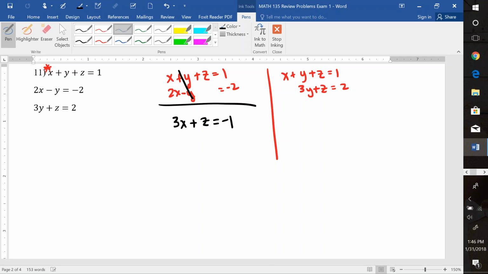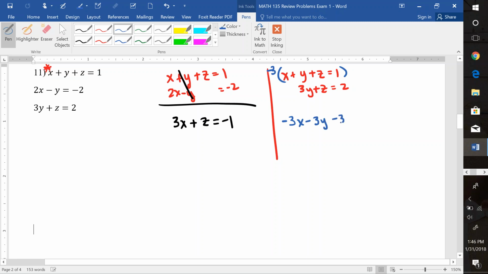On this side, we're going to have to multiply this top equation by a negative 3 to make the y's cancel. And remember, you do have to cancel the same variable in each group. Otherwise, you will not eliminate a variable. We're eliminating y completely so that we can just focus on x and z. So this would be negative 3x minus 3y minus 3z equals negative 3, because we multiply it all the way across. And then 3y plus z equals 2 comes down. And this cancels, and that leaves me with negative 3x minus 2z equals negative 1.